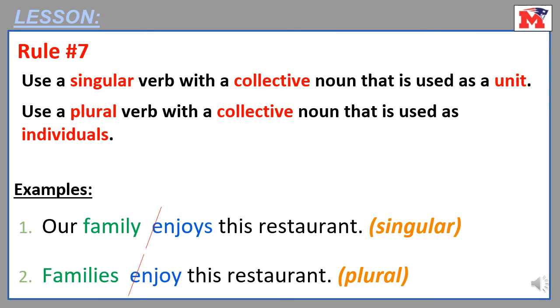So, if a collective noun is used as a unit, we use a singular verb to go with it. If a collective noun is used to refer to some individuals, we use a plural verb to go with it. Here's what that looks like in real life. Look at the first sentence. Our family enjoys this restaurant. Now, family is a group of relatives, but it's still one unit, so we treat it singular. Family enjoys.